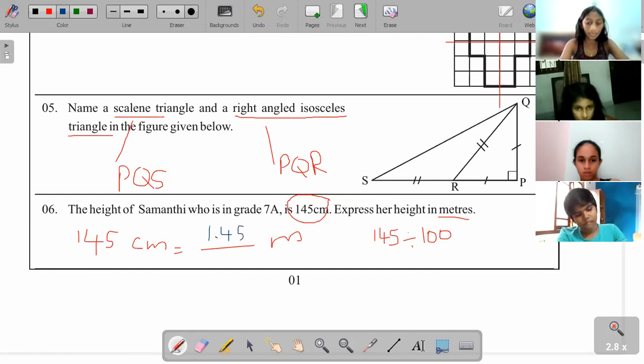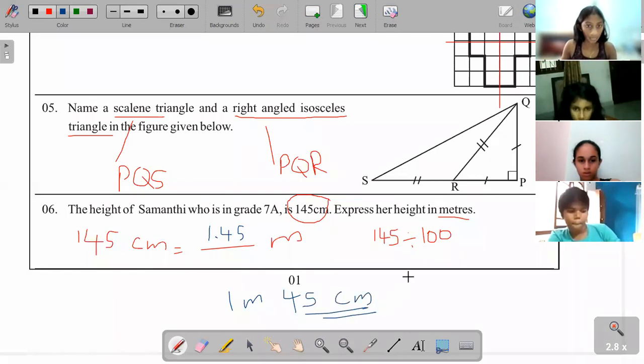You don't write like this, okay? 1 meter 45 centimeters. It is incorrect. Why? In this question you have to write in meters, only meters.